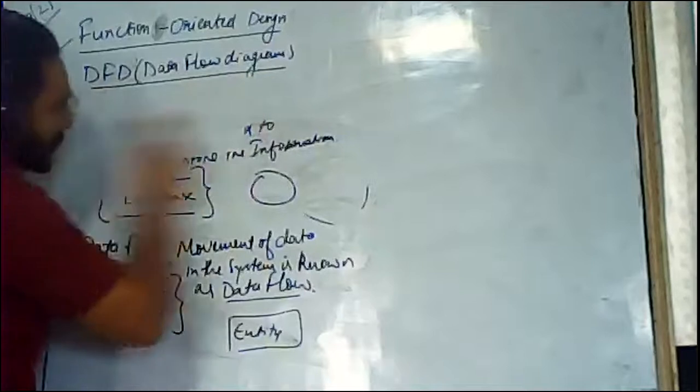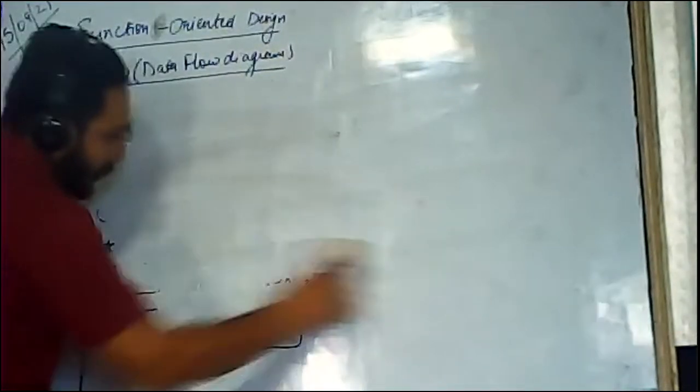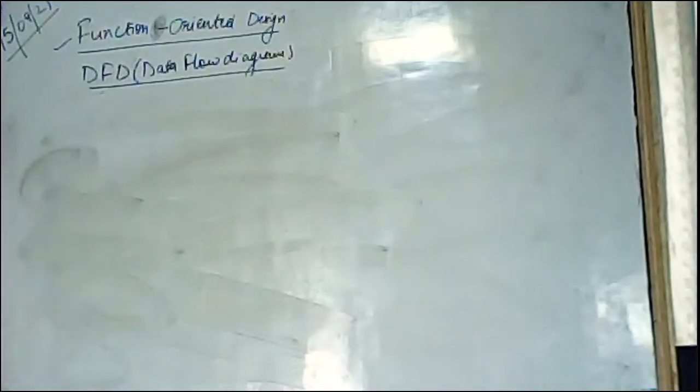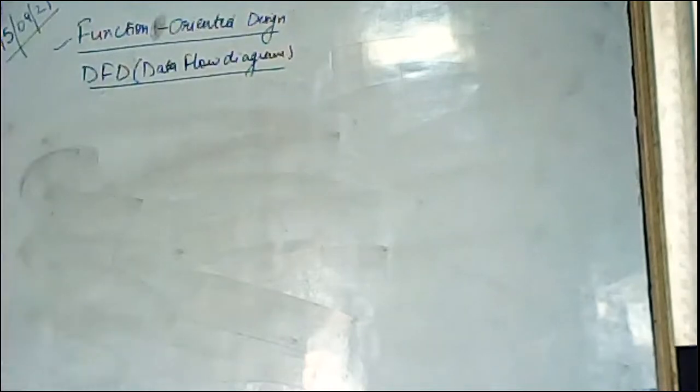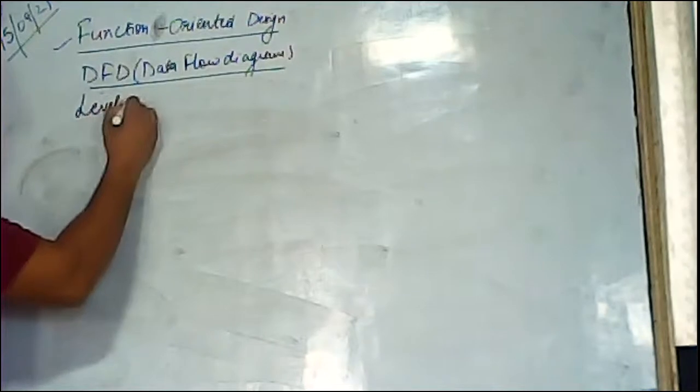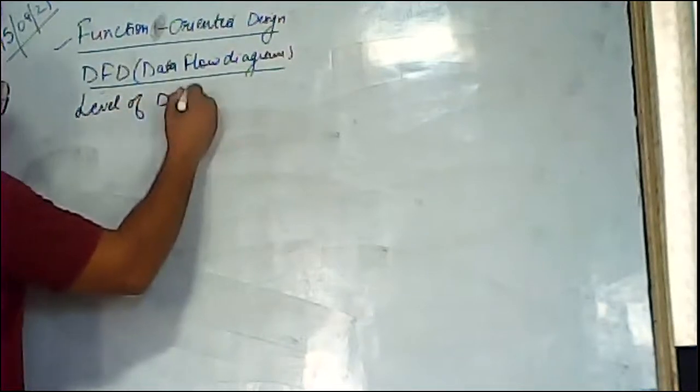These are the circle, rectangle, arrows, open rectangle. These are the components or symbols. Now we will study the levels of DFD.